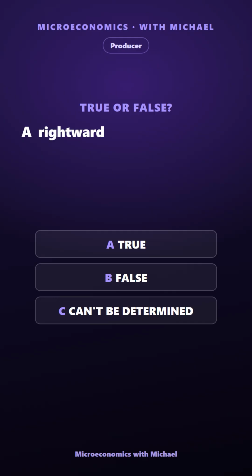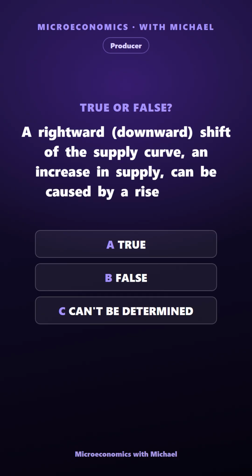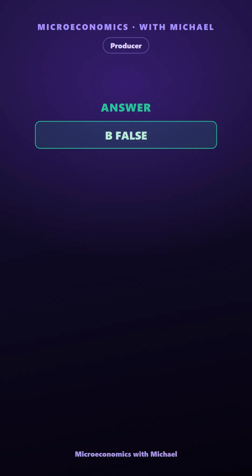A rightward, downward shift of the supply curve, an increase in supply, can be caused by a rise in the product's price. True, false, or can't be determined. The answer is false. Incorrect.